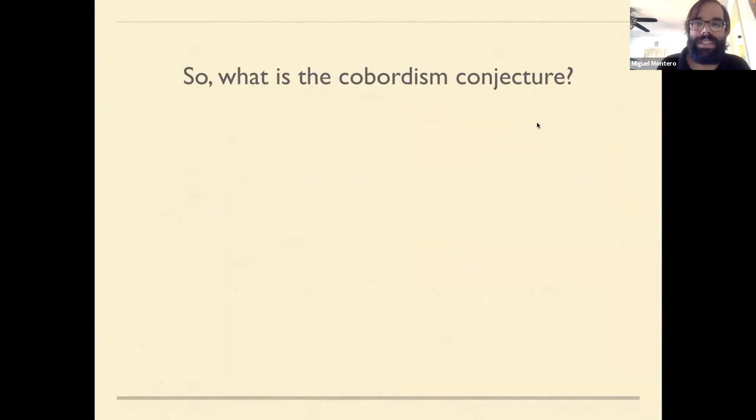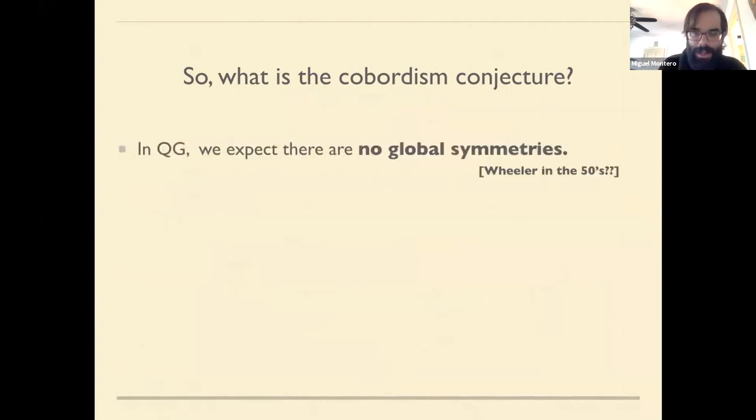Okay. So what is the cobordism conjecture? The cobordism conjecture actually stems out of what you could say is the oldest Swampland constraint. It's just the idea that in quantum gravity, we expect there are no global symmetries. This is a statement which is old. You can find references to it in the string theory literature from the 80s and the 90s. And apparently I've been told that it's as old as Wheeler in the 50s. Apparently Wheeler in the 50s already proposed this.